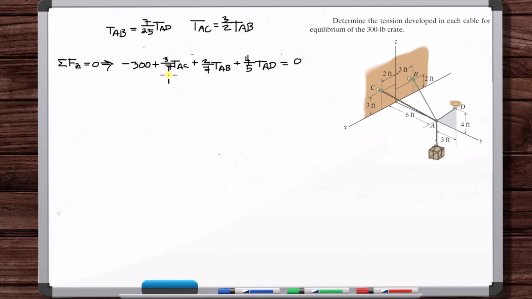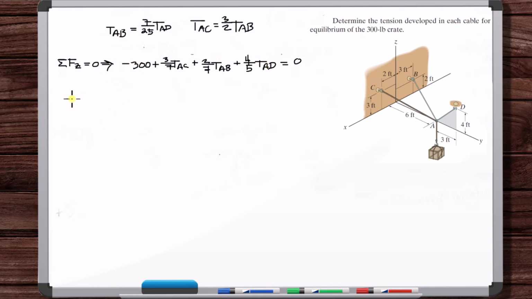Okay, so we moved our equation here, and this is what we solved for already. Once we summed the forces in the x, y, and z, we ended up with 3 equations and 3 unknowns. So right now we're just solving a system of 3 equations and 3 unknowns. So let's plug in this for TAC, and for TAD we'll plug in 25/7 TAB, and then we can solve for TAB.